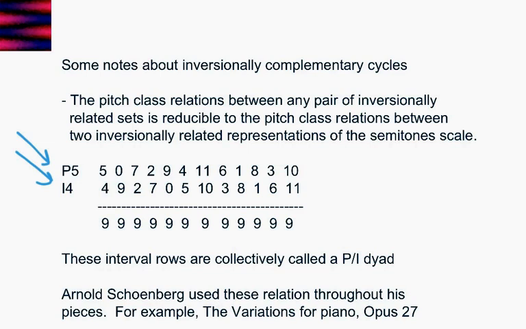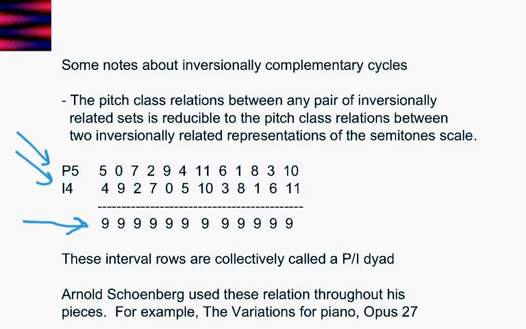What's a pitch class relation? Well, it turns out, here's your pitch class relation. It's called an add 9. Every single one of these tones with respect to each set add up to 9. So these are pitch class relations between two inversionally related representations of the semitone scale. Each one of these is an inversionally related semitone scale.